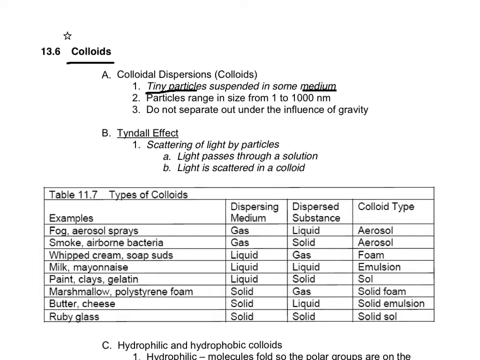One way to test whether or not something is a colloid is by something called the Tyndall effect. In the Tyndall effect, what happens is you shine a light through the colloid, so through the floating dust particles, and it allows you to see the light beam. All right, this is called scattering, whenever you can see the light beam.